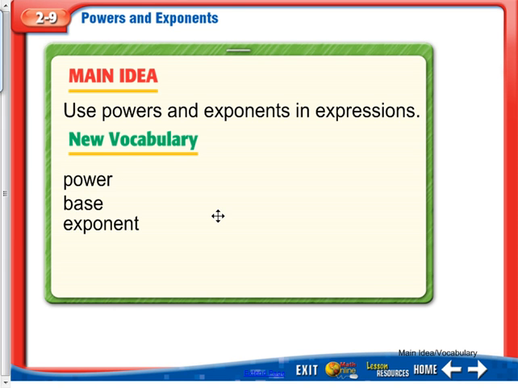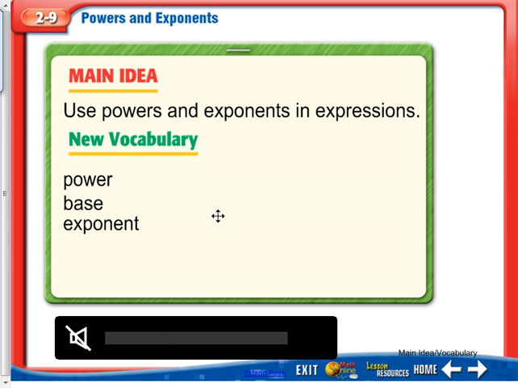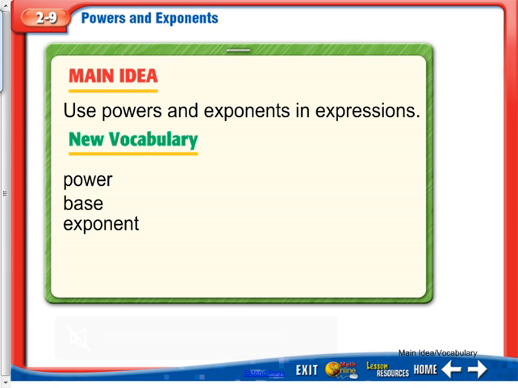All right, we're going to do lesson 2-9 with our chapter 2 mini unit. Our mini unit's going to have everything to do with exponents and powers and things like that. So we're going to use chapter 2 lesson 9 here for the beginning of this little mini unit.